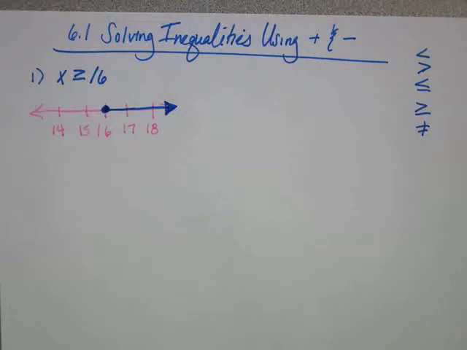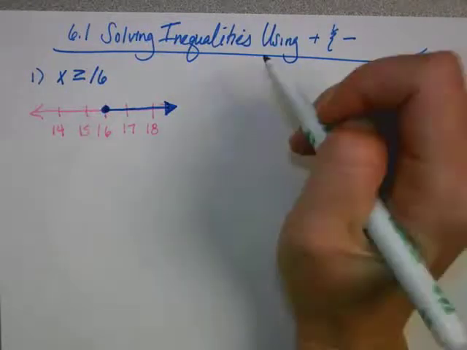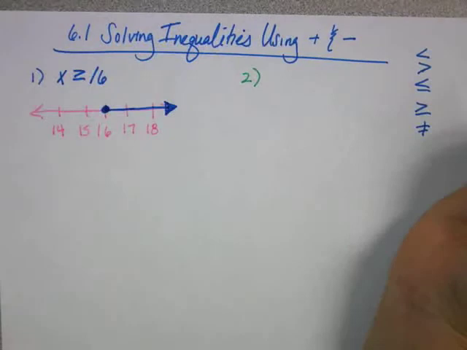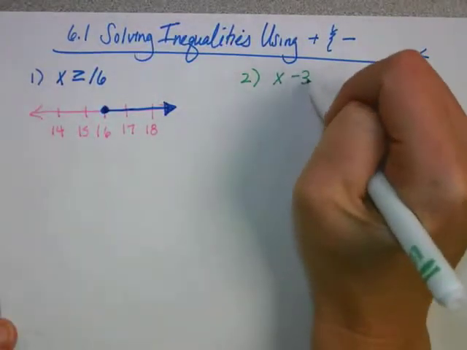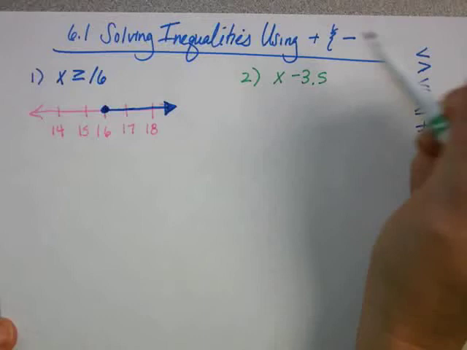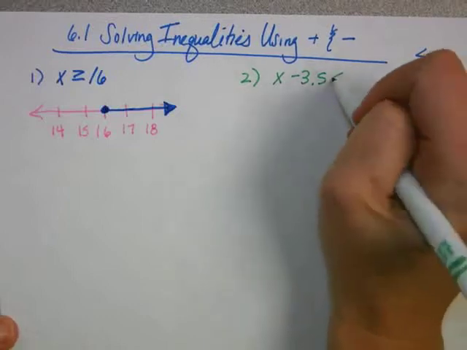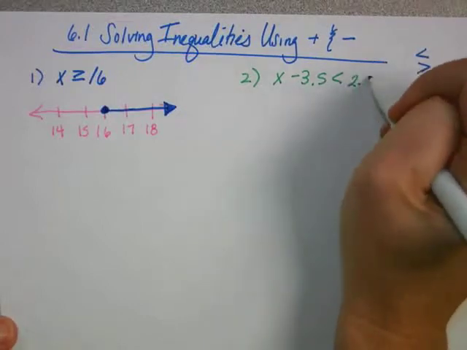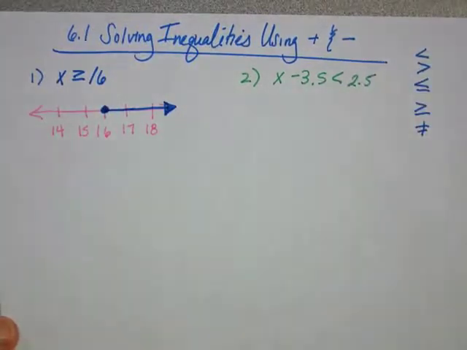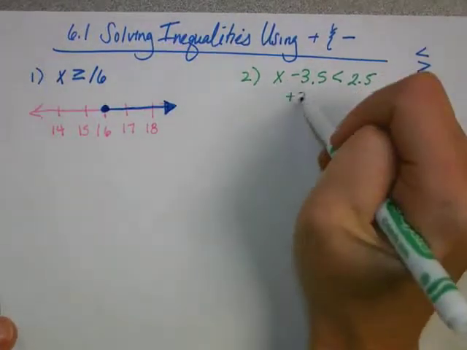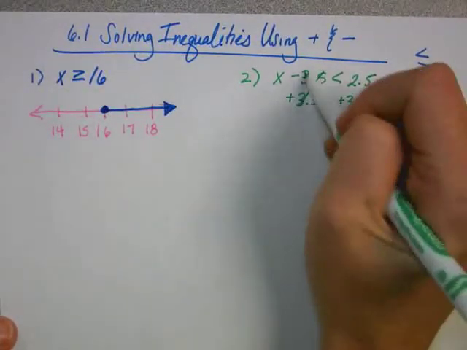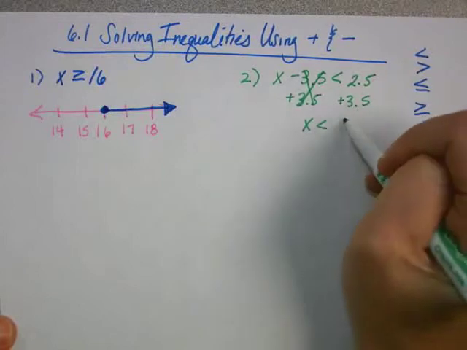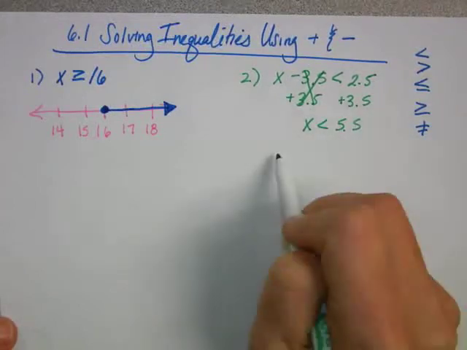All right, number 2, we're going to have to do some addition or subtraction now. So what if it was x minus 3.5 is less than 2.5. So you're going to solve your inequality just like you were solving equations in the last part of this unit. So x is less than 5.5. Okay, you're going to do the same thing with your number line. So 5.5 goes in the middle.